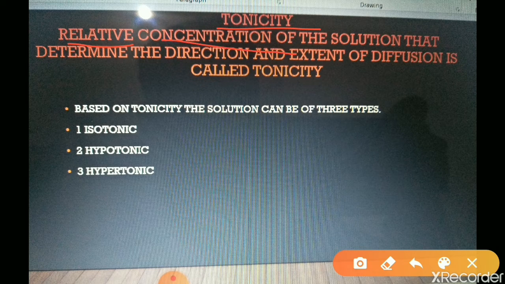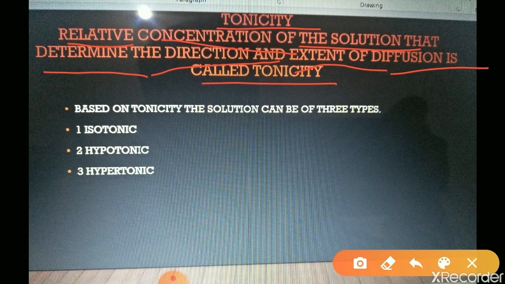The relative concentration of this solution that determines the direction and extent of diffusion is called tonicity. What is tonicity? It is the relative concentration of the solution. How that solution concentration varies determines the direction and extent of diffusion, so we can call it tonicity.